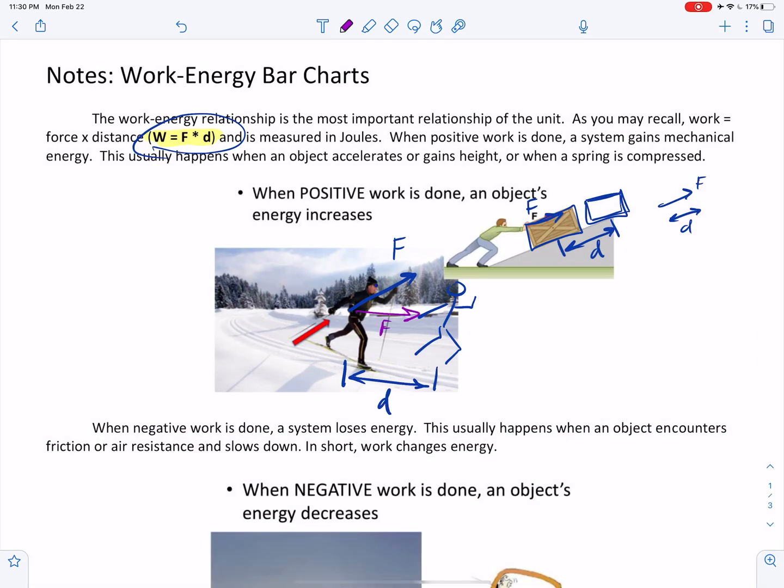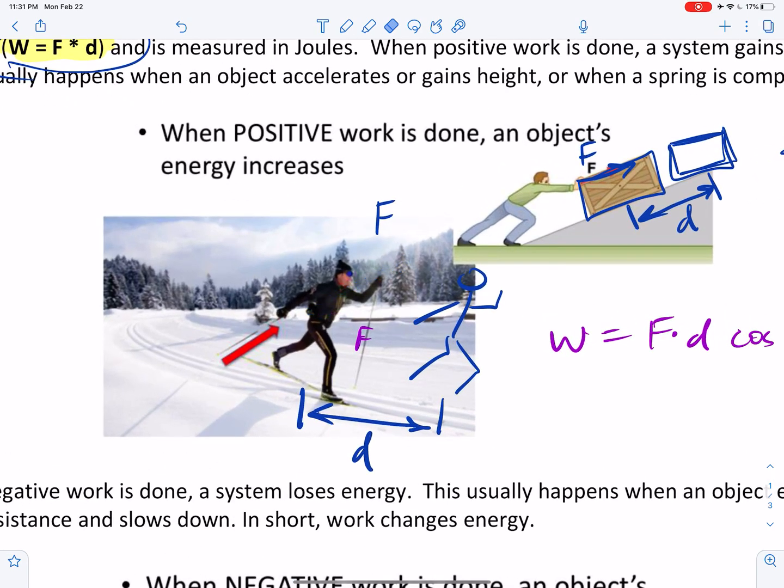over here. Okay, so work is force times distance, and oftentimes you'll see a cosine theta thrown in at the end to suggest that it's just the component of the force that's parallel to the distance. Okay, so where would the theta be in this case? The theta would be right here. It's the angle between the horizontal and the force.